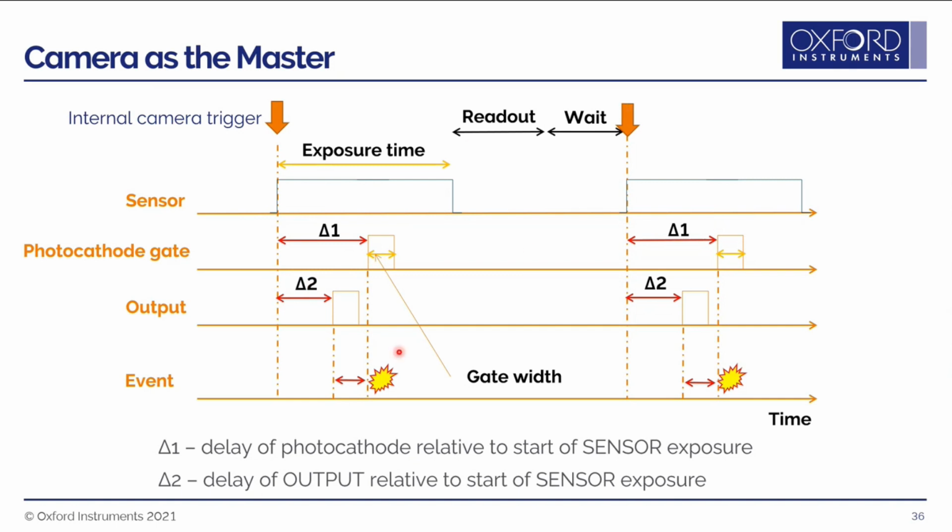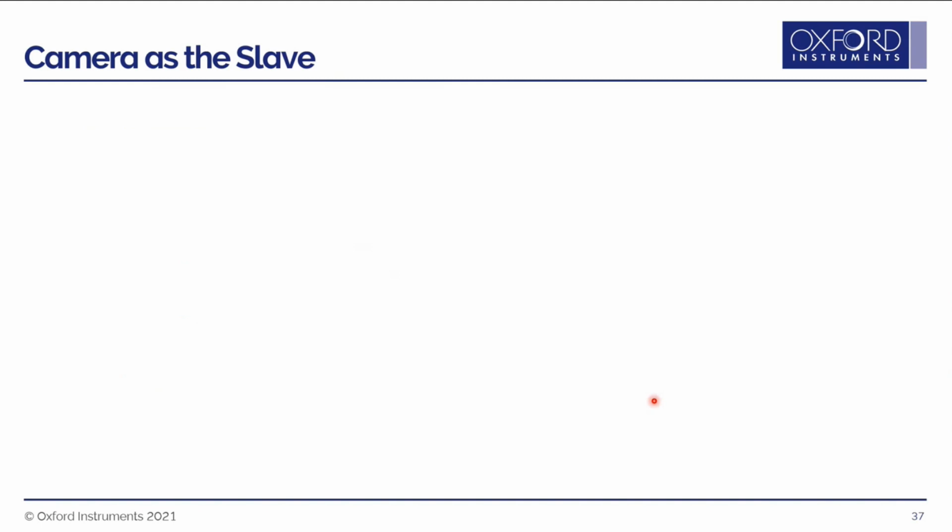And so in general, you have one whole sequence, which I've shown here as an exposure time, but then you have a gap after the exposure time, which is your readout time, and then a certain wait time for things such as keep cleans to end, at which point your next sequence can then begin. So I hope that gives a brief overview of what it's like with the camera as the master.